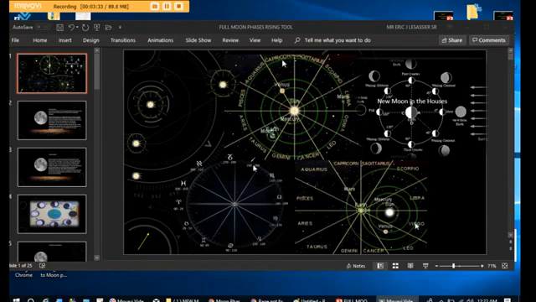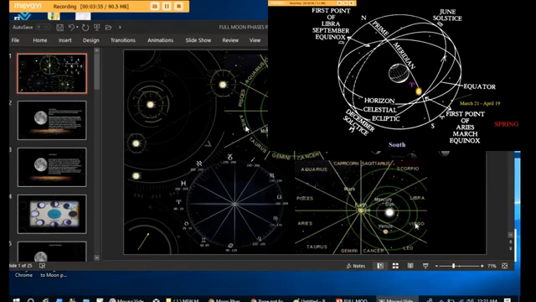When you come into the seasons, Aries rises. So that gear goes up in the clockwise direction.